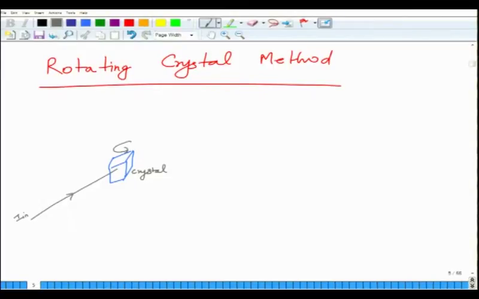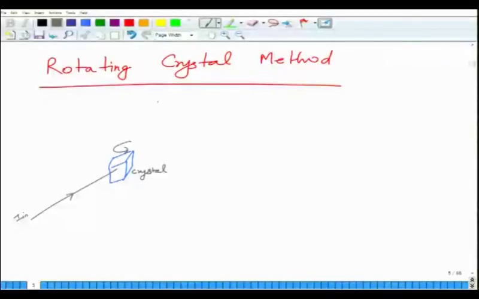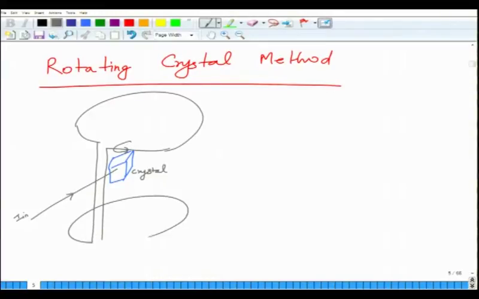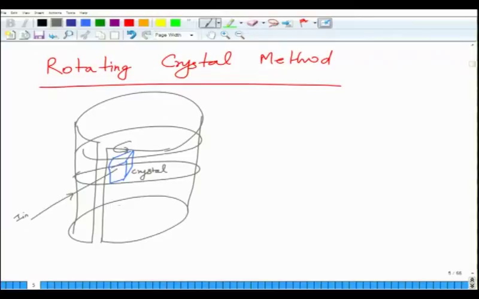So as it rotates, it will expose many planes for diffraction, because now you have at least one variable, that your crystal is rotating, okay, and you put a film around it. Basically you put a film around it in this fashion, and this film is going to have diffraction occurring at various angles. So as a result, you will have these little circles appearing on which you will have diffraction spots.